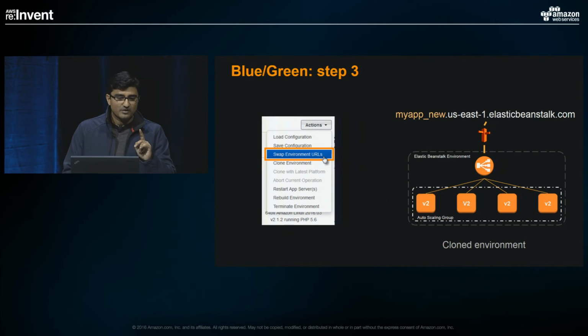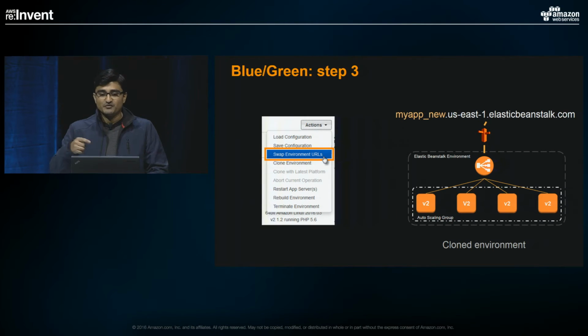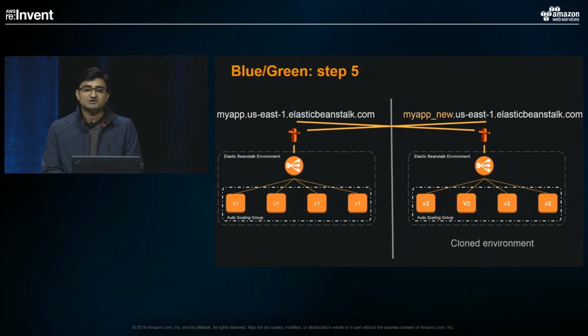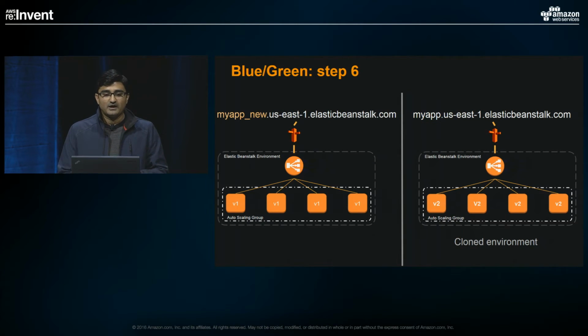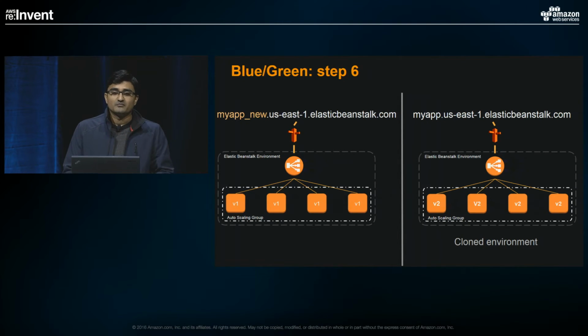I missed one thing which I should point out here. You have to manually update this new environment with the new version, the V2 version that you have. Once that is available and the health checks are passed, then you can go ahead and do the swap. So essentially, you don't have any downtime. You swap this, and as you can see, the old URL you can continue to use, and you have the latest version of the application deployed on the instances.